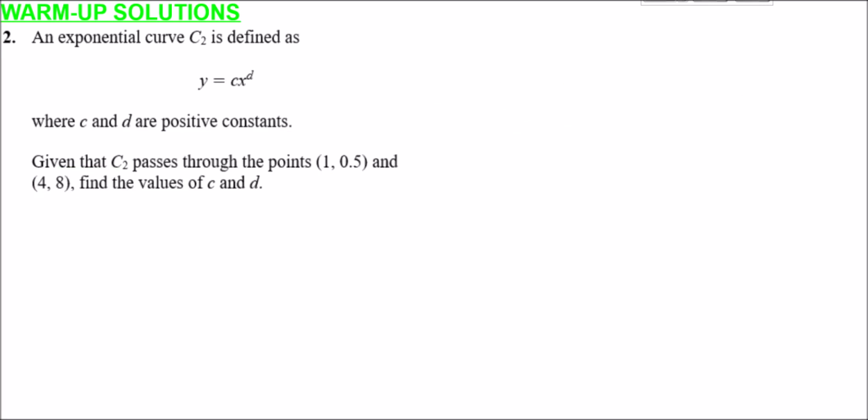Question 2, very much the same idea really. Here it's a slightly different exponential, but we can use the same process. So we've got that this curve passes through 1 and 0.5. So when x is 1, y is 0.5. So 0.5 equals whatever c is, multiplied by whatever x is, in this case 1, to the power d. So 1 to the power anything is just going to be 1. So therefore we can just simplify this and just say that c must be 0.5.